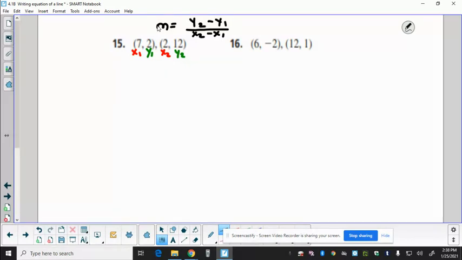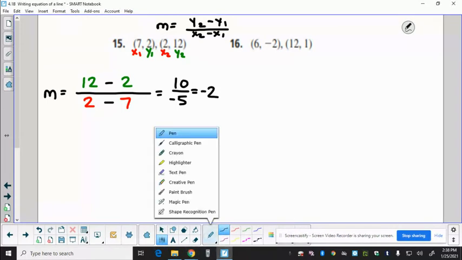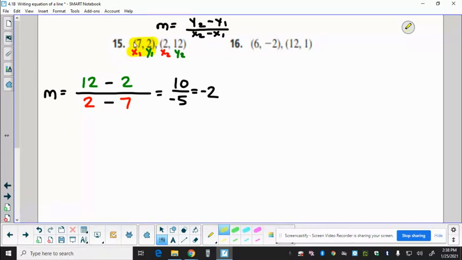y2 minus y1. See, look how I'm carefully taking these from where I've denoted them above. x2, x1. Time to simplify this. Divide. Okay, slope is negative 2. I'm ready to get started. So what I'm going to do next is identify my information. I will use this as point 1, and this is my slope. Here we go. Y minus y1 equals m times x minus x1.